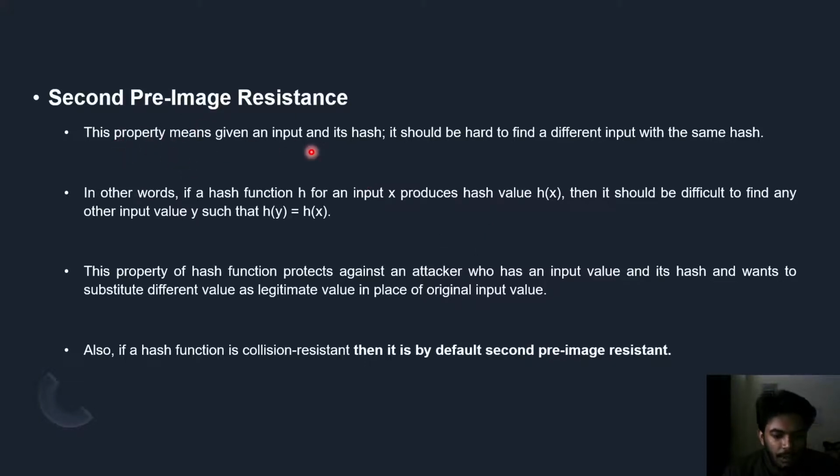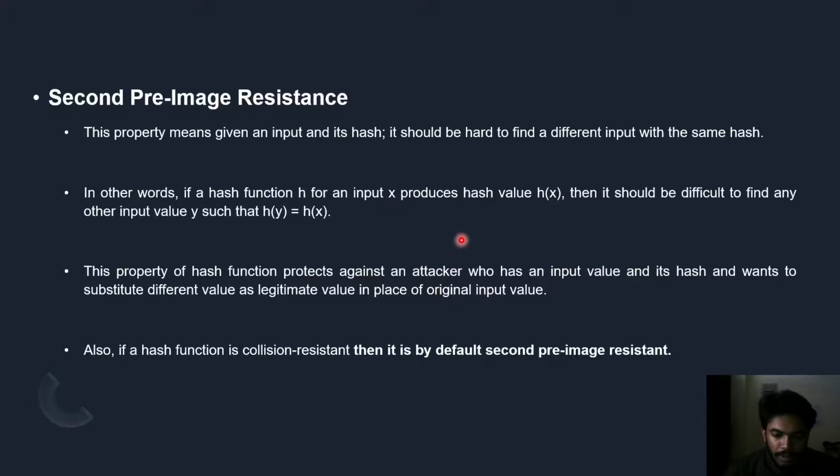After this, we go to the second pre-image resistance, which generally means that for any given input, there should never be another input that produces the same hash value. So if we have an input x and an input y, with x not equal to y, they should not produce the same hash value z. For the function h, there should never be two different inputs x and y such that h of x equals h of y. This is called the second pre-image resistance.